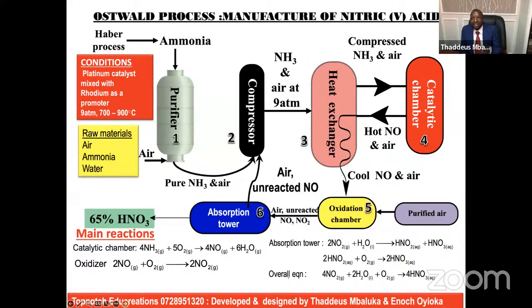That's correct. That means the rhodium is a promoter, just like we use aluminum oxide in the manufacture of ammonia as a promoter. But the platinum is the catalyst. So you can write platinum, or platinum-rhodium, but rhodium alone is wrong. They require 9 atmospheres and a temperature of between 700 to 900 degrees Celsius. Mwendo Anthony, you can ask a question.